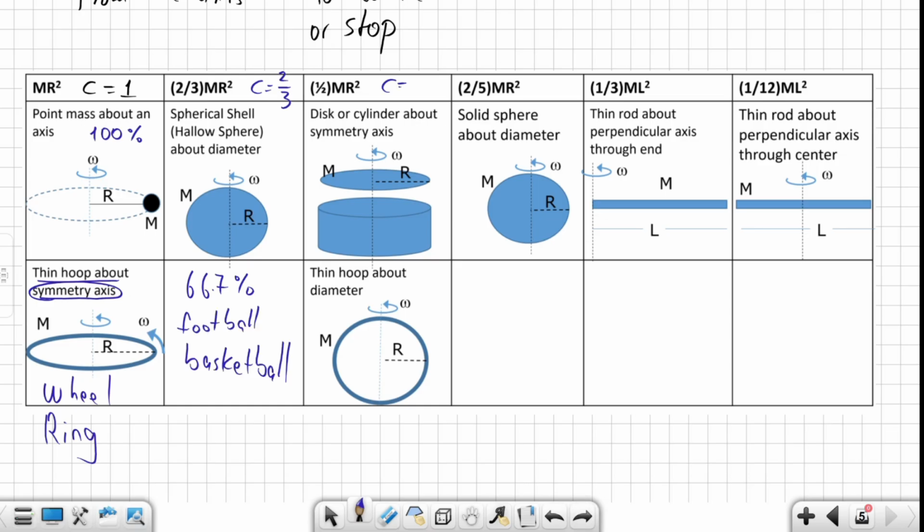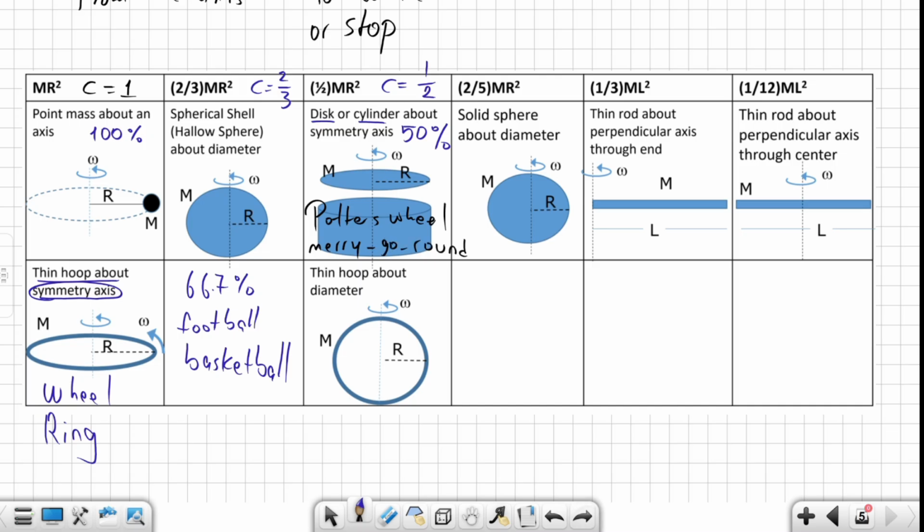The next example or shape is disc or cylinder around the symmetry axis. So the constant will be equal to 1 over 2. 1 over 2 stands for 50%, which means that 50% of the mass of a disc or a cylinder is at the farthest possible point. Examples for disc are potter's wheel and merry-go-round.